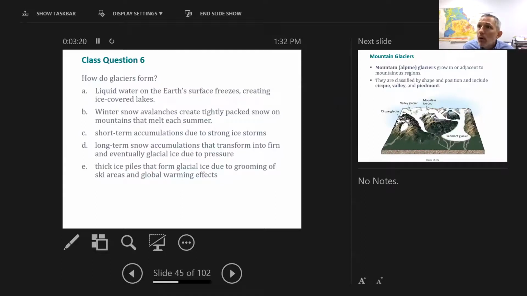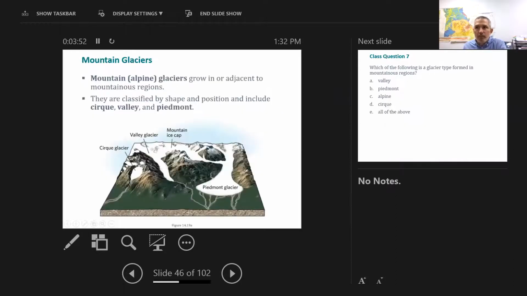Winter snow avalanches create tightly packed snow. No, because again, they're going to melt each summer, so that would not be the case. Short-term accumulations due to strong ice storms. We have strong ice storms here in Missouri, but we don't have glaciers here. Long-term snow accumulations that transform into firn and eventually glacial ice due to pressure. I think we have a winner there, as opposed to thick ice piles that form glacial ice due to the grooming of ski areas and global warming effects. Yeah, I think we're back to D.